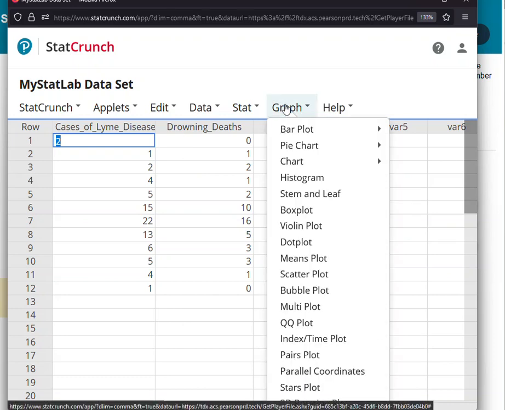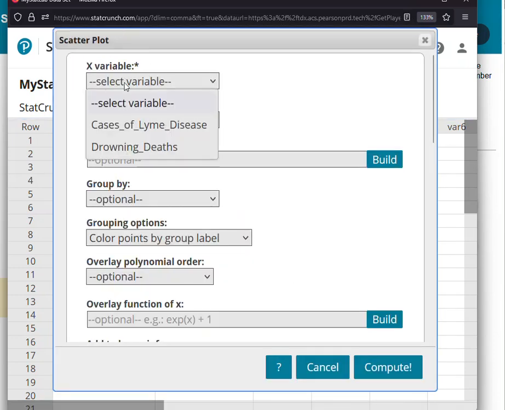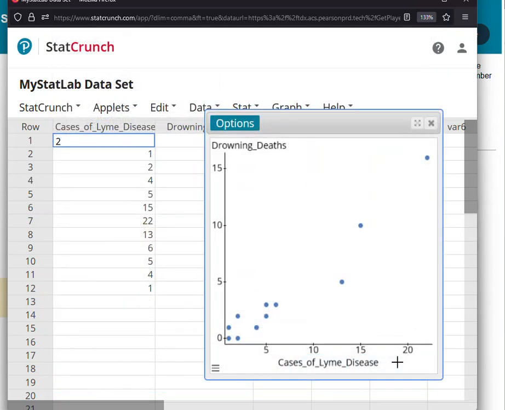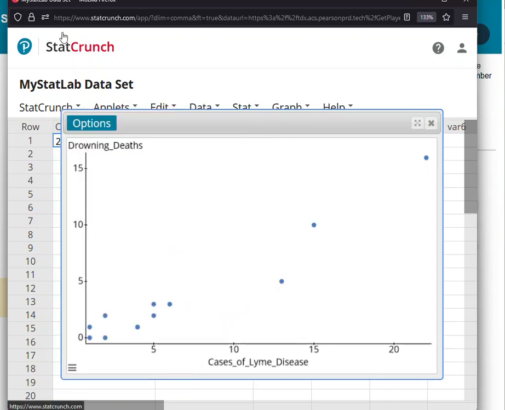Now, how would we produce a scatter plot? We can go to Graph and then just go down to the scatter plot option. And we select our variables. We're going to take the first variable, cases of Lyme disease, as our explanatory variable, or our X variable, and then drowning deaths as our response variable, and just compute. Click compute, and we get the picture straight away, with cases of Lyme disease on the X-axis and drowning deaths on the Y-axis. And this is the picture that we get.